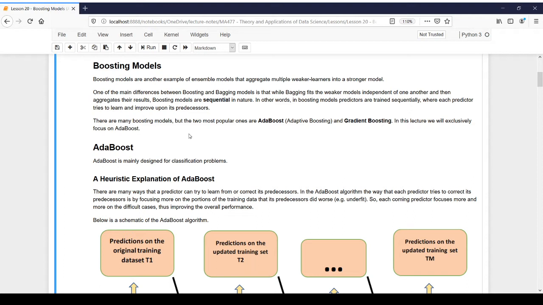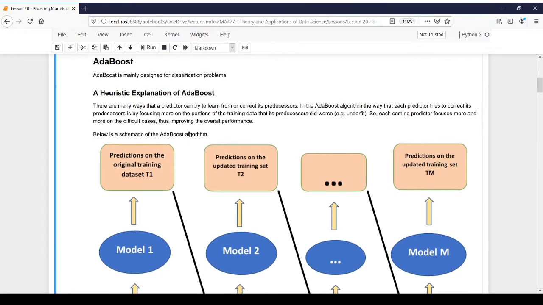What that means is that you fit one model or train one model after the other. And the idea is that each predictor or weaker model that you fit tries to learn and somehow improve upon the predecessors. Okay? And there are many types of boosting models. Some of the more popular ones are adaptive boosting, gradient boosting, XGBoost, and there's a bunch of others really. So for today we're gonna focus exclusively on adaptive boosting.